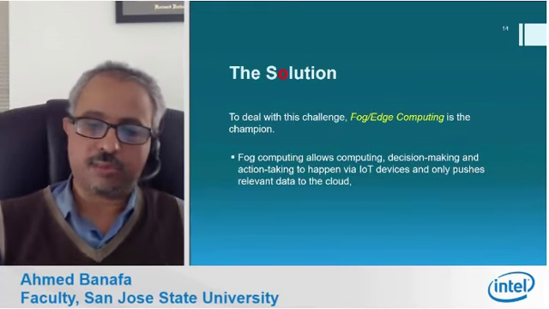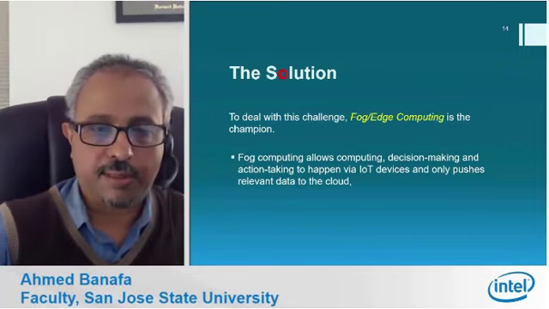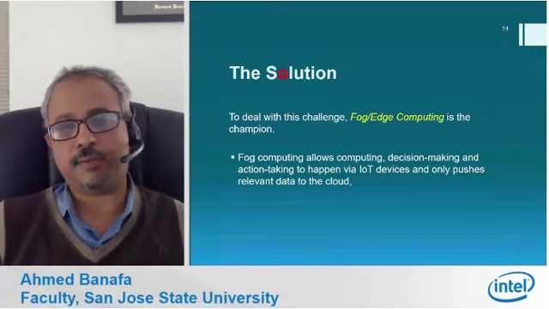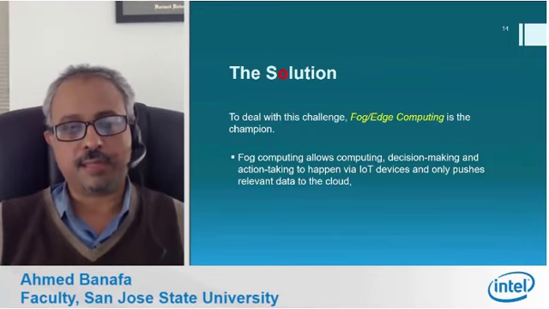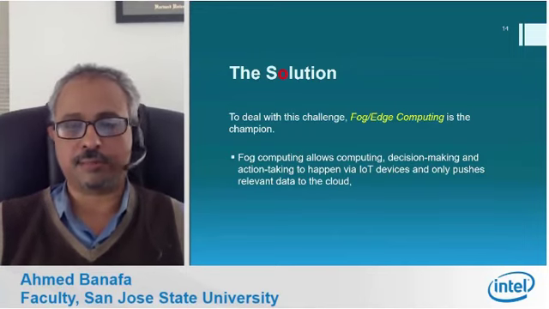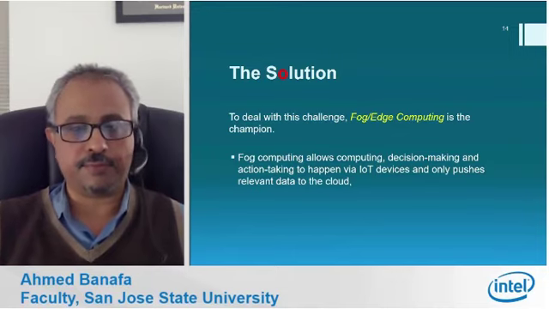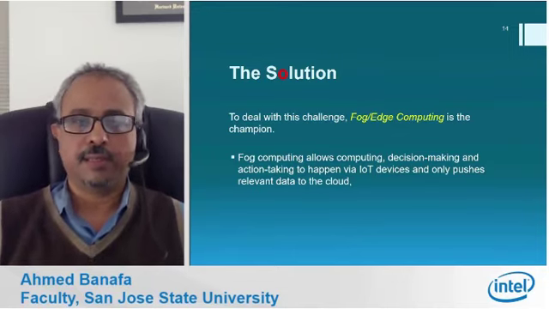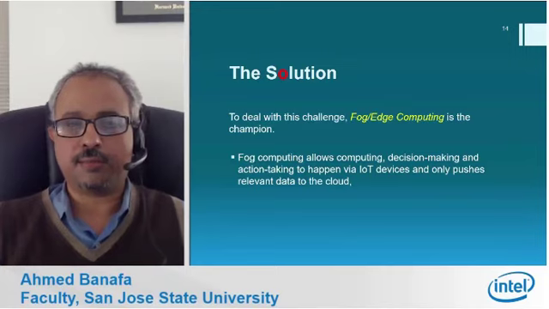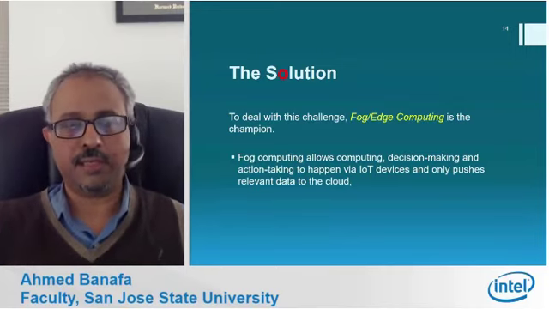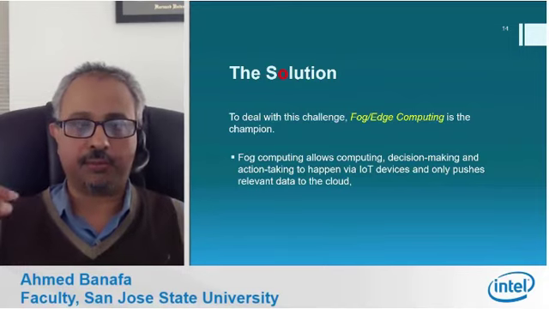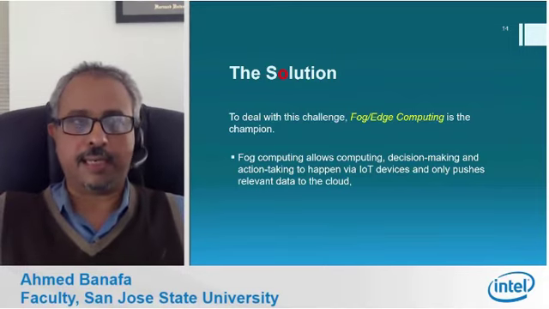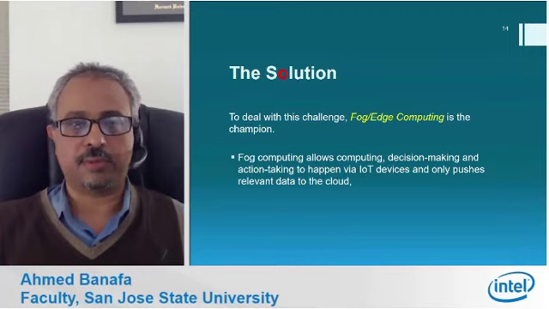Now, to deal with the challenge, this is what we have. We have fog edge computing. You can name it whatever you want here. I'm going to go with fog computing, and edge computing is the same thing. And there are reasons for calling it fog and edge. The edge is the physical proximity of where you have the devices, where you can deal with them at the edge. The fog computing is coming from the cloud. When the cloud computing is high, the fog is close to the ground, so close to the action.